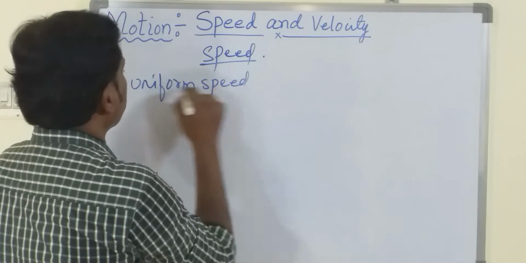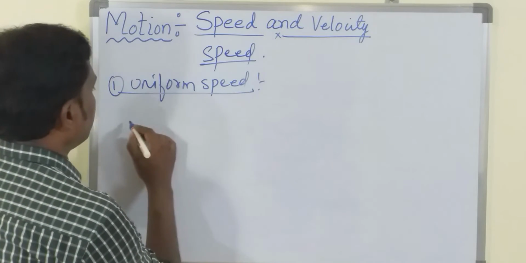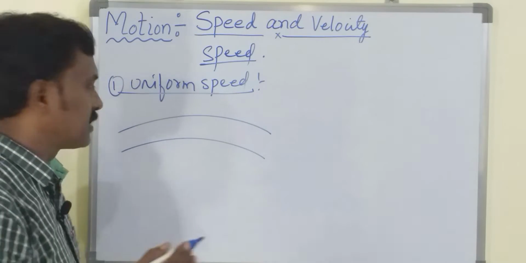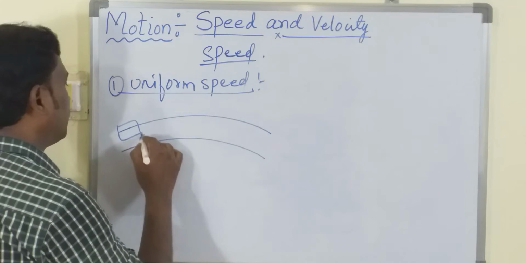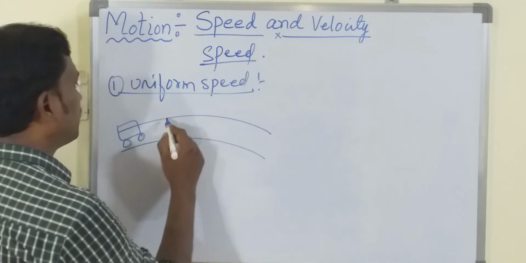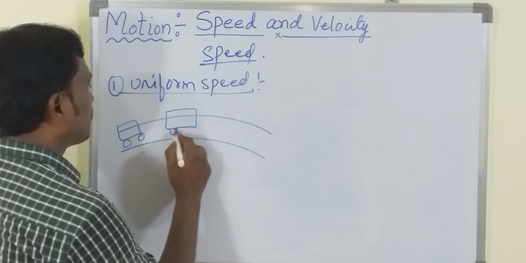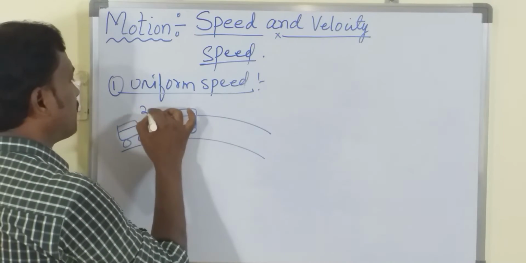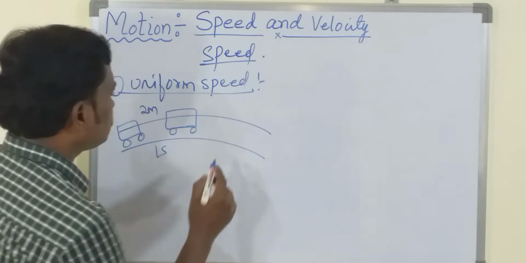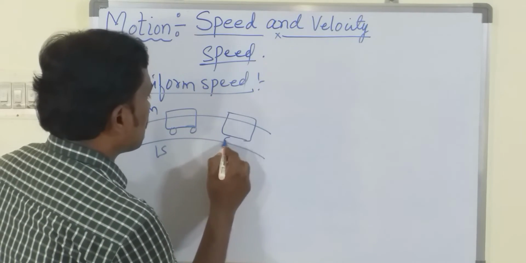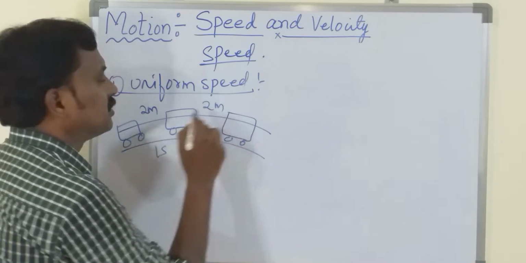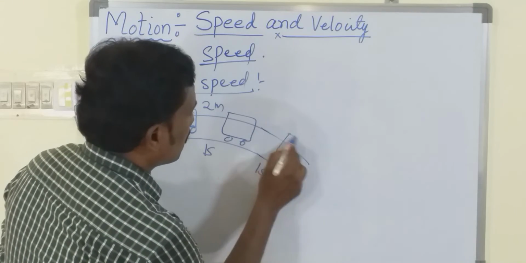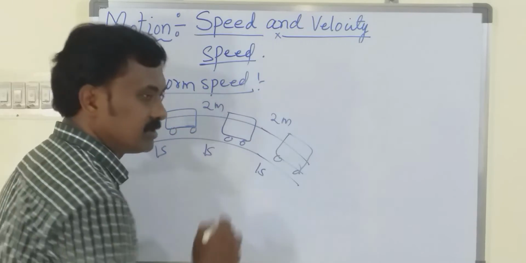Uniform speed. Let me take an example here. This is a road, and we have a vehicle which is starting from here. Let me say that after 1 second, the body has traveled 2 meters. Now, another 1 second it has traveled another 2 meters. And another 1 second again the body has traveled another 2 meters.